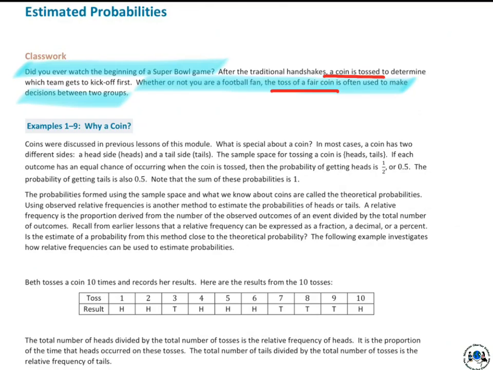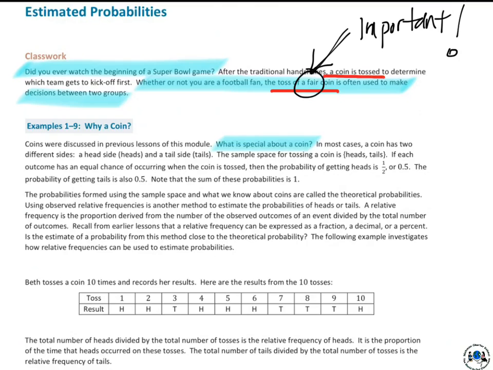Okay, so whether or not you are a football fan, the toss of a fair coin is often used to make decisions between groups. This idea of a fair coin is a very important point. There are unfair things, like loaded dice, for example, where they are weighted in such a way that a certain number will come up more often. So people are out there trying to rip you off whenever they can. But anyway, we're talking about a fair coin here.